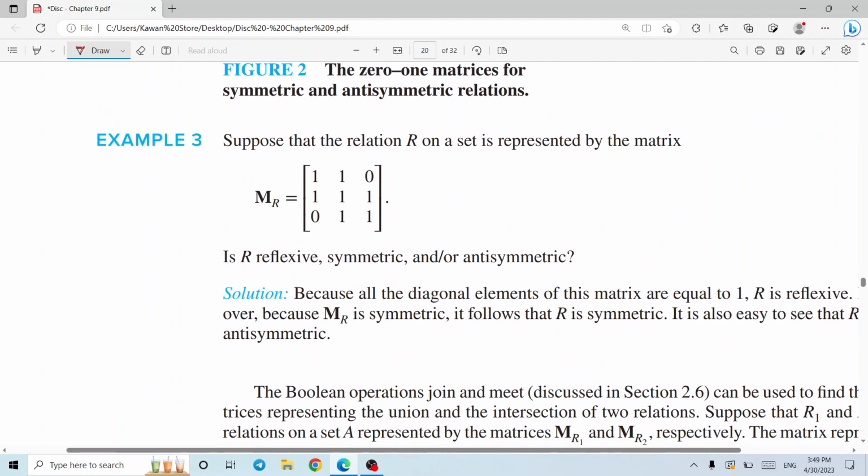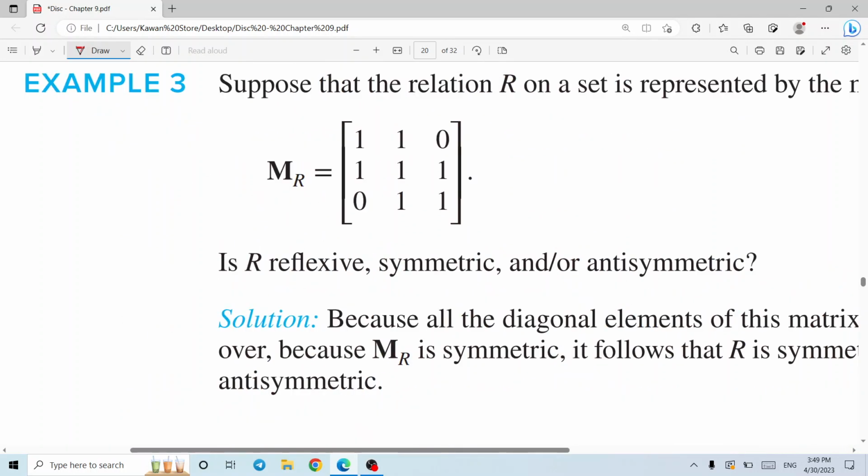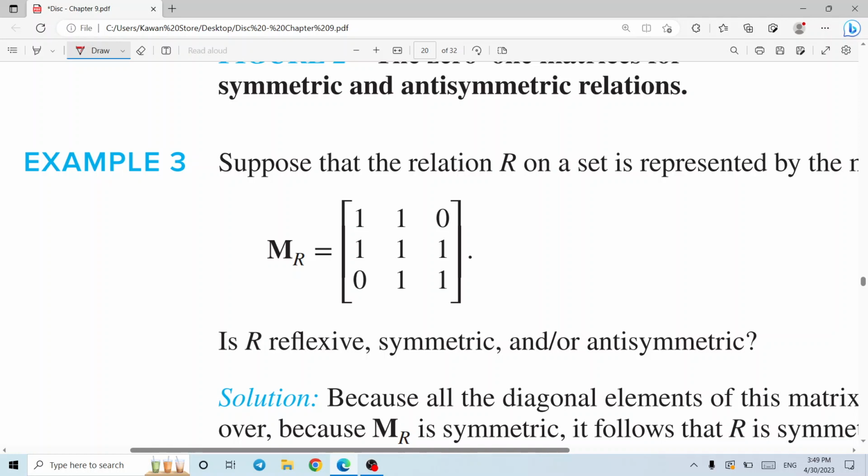Okay, so tell me about this relation. It's reflexive, symmetric? Was that a trick? You don't need to study actually. How do you know? Symmetry is like a mirror. If I have 1 here, I should have 1 here. If I have something here, I should have the same thing here. So they are the same? Yes. So they are symmetric.